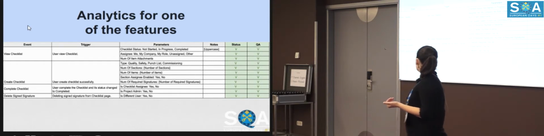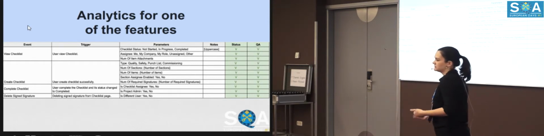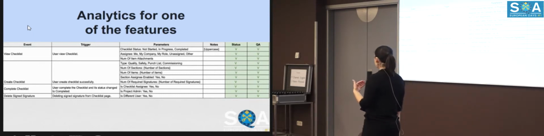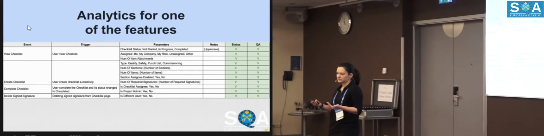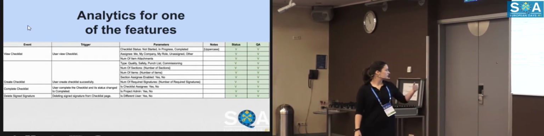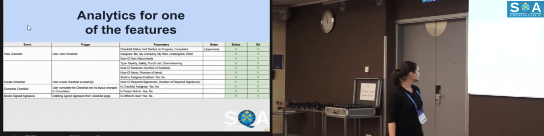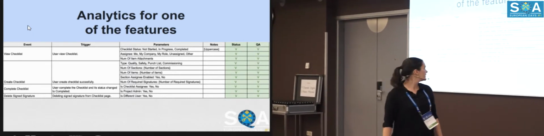And also we can see a number of signatures. It's one of the latest features for us. It means that to complete this checklist, we need to sign it, so a person who is responsible needs to sign it. Also, we can see all the data for complete checklist, and for delete signed signature.